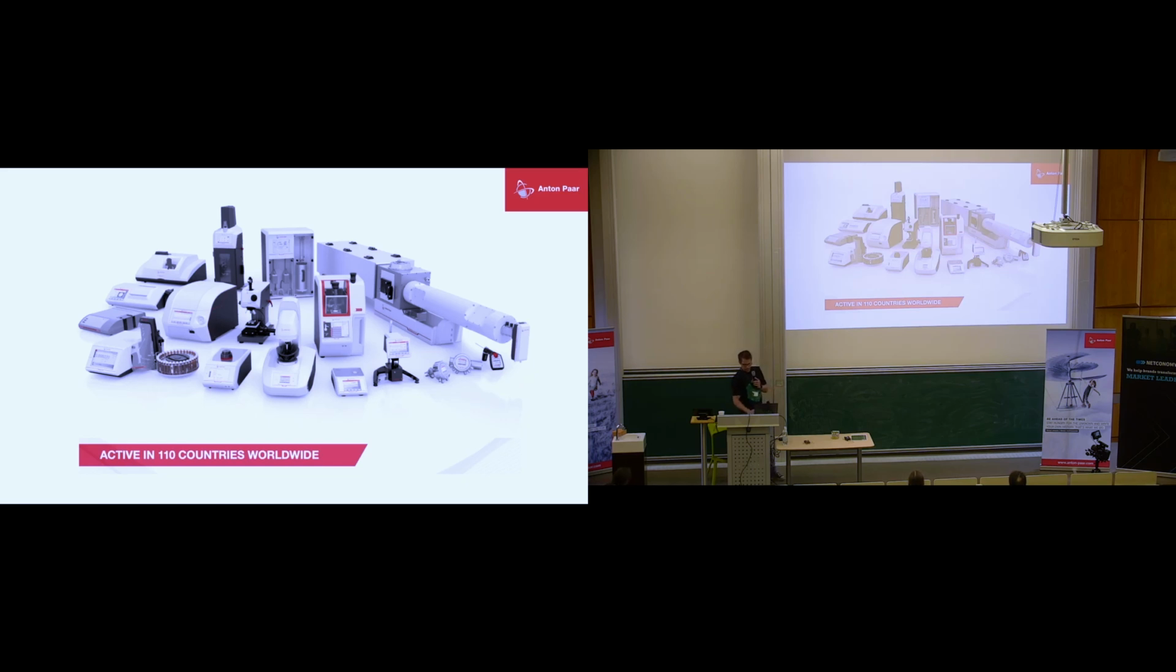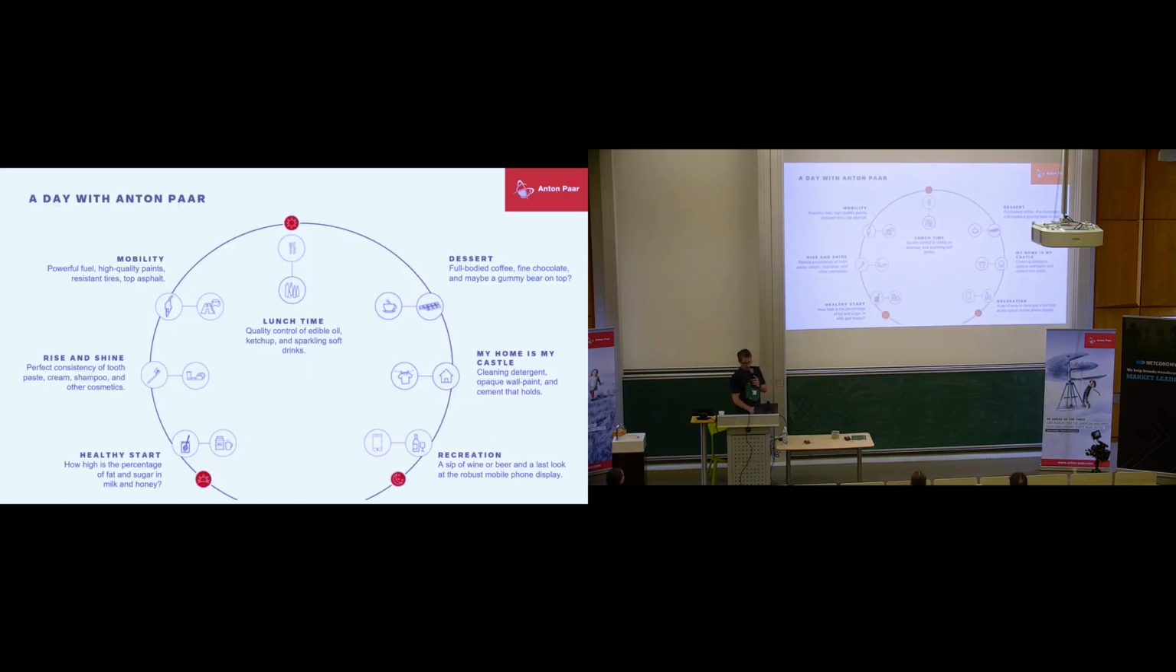In short, Anton Paar is a measurement technology company which develops, produces, and sells high-precision scientific measuring instruments for various applications in industry and research all over the world. Anton Paar is active in 110 countries worldwide currently, so it's pretty international as well. This is an overview because Anton Paar operates mainly in the B2B sector, and that's also the reason that most people don't really come into direct contact with our products or what we are doing.